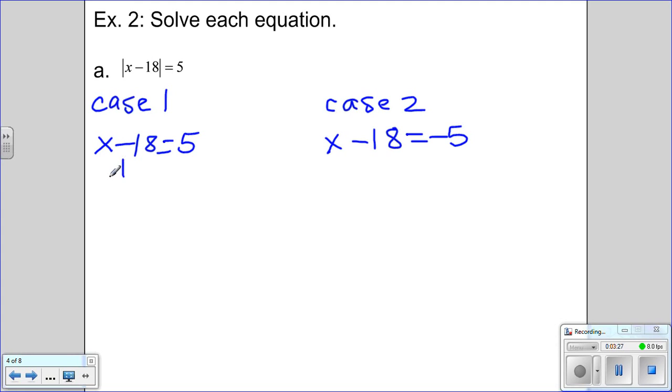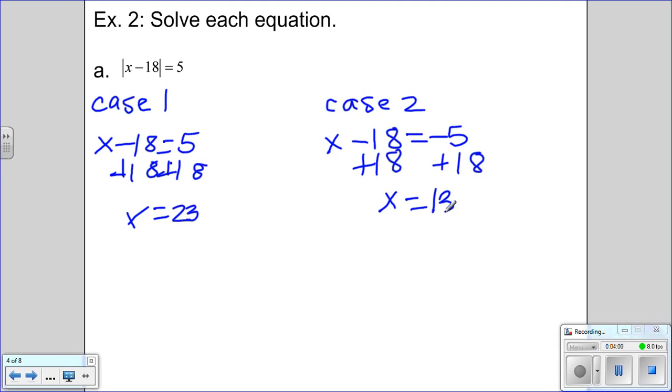So I'm going to add 18 to positive 5. And in case 1, x equals 23. Over in case 2, we said that x minus 18 could equal negative 5. So I'm going to add 18 to negative 5. And x is equal to positive 13. So our solutions in this case are both positive. Let's check them to see if they work.